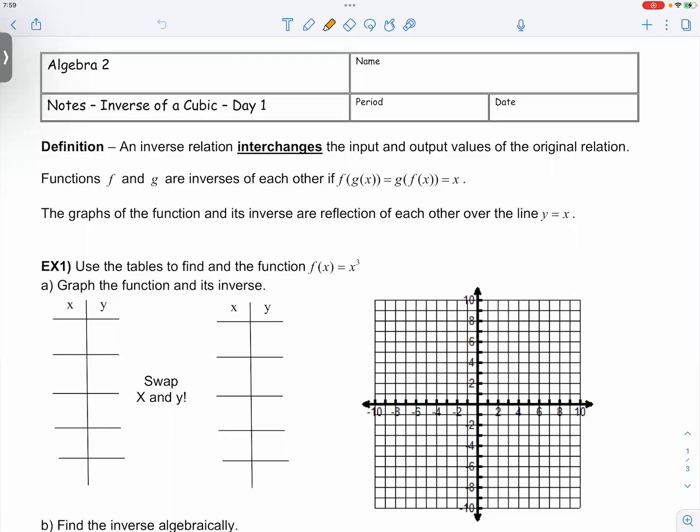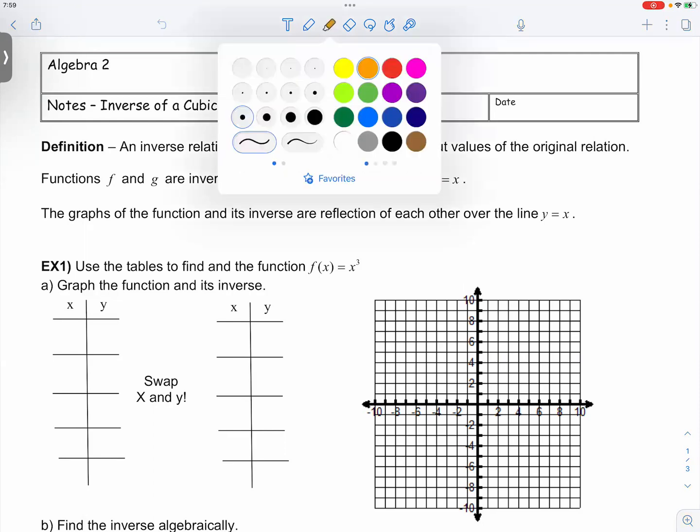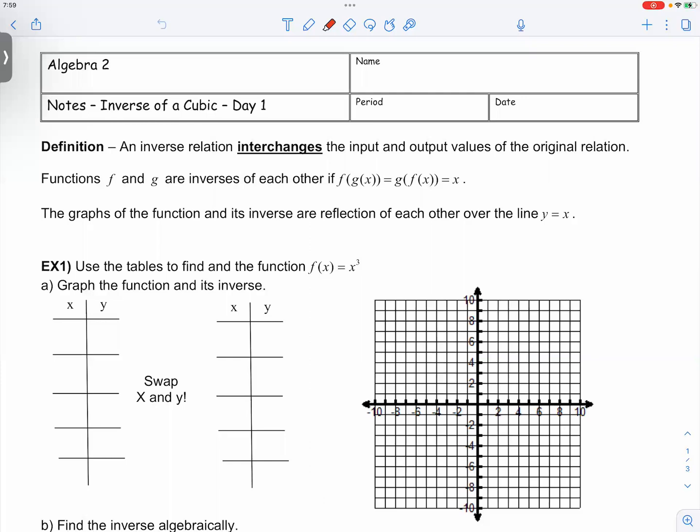The focus of today is to talk about the inverse of cube. Over here, I have a couple of things to highlight. I want you to highlight this part. This is again the definition of inverse. Okay, this is the definition of inverse: f of g of x is equal to g of f of x is equal to x.